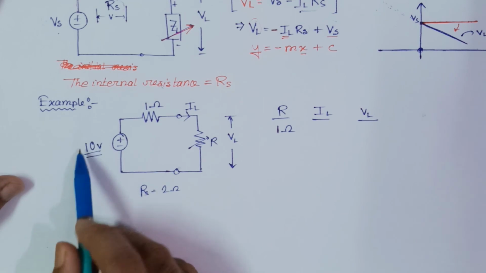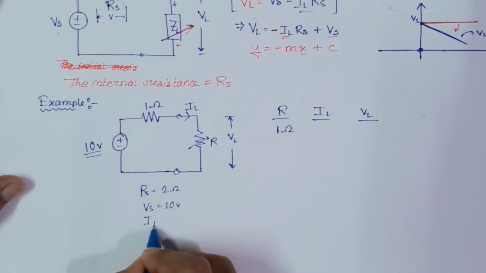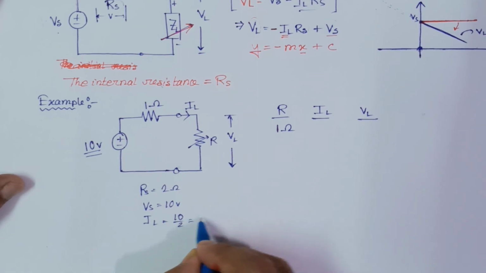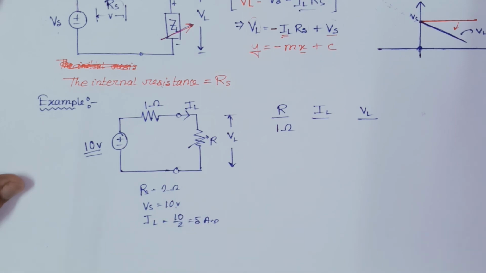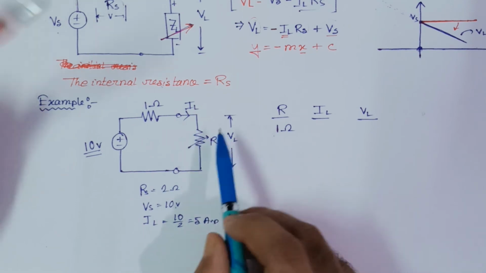So the total resistance is 2. I am calling this Rs. Rs means total resistance, nothing more. So the total resistance is 2 ohm, and the source voltage is 10 volt. So what will be the current IL? It will be 10 by 2, 5 ampere. Why? Voltage by resistance is current.